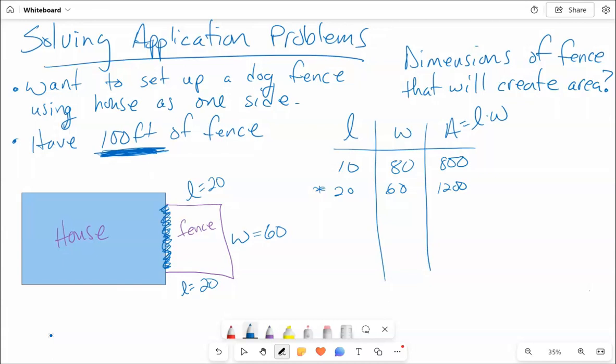So if we're having a pet inside that, whether it be a dog, a cat, whatever, they have a bigger area to walk around in, a bigger walk space. All right, so we understand the scenarios here, and we've tried a couple examples. So here is my question. What are the dimensions of the fence that will create the biggest area?